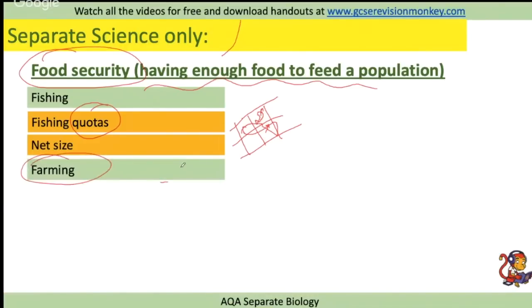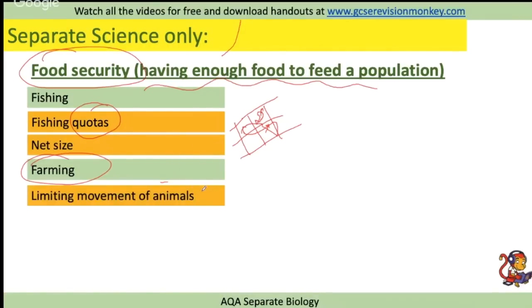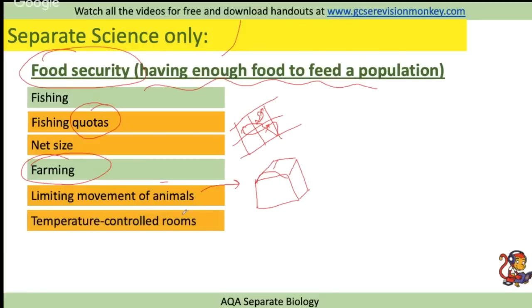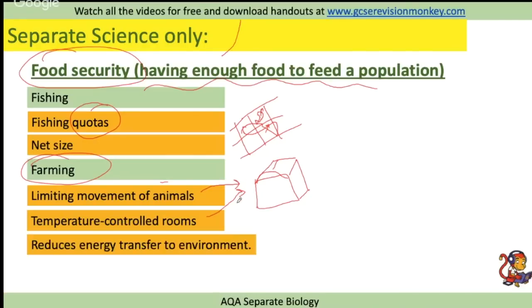Farming, whatever situation they're talking about, whether they're talking about chickens or pigs or any type of animal, you need to put down about the same ideas. You need to put down about restricting the movement of animals, so perhaps housing them in a small shed rather than letting them roam free naturally, and temperature controlling that room so they don't have to be wasting energy by shivering or vasodilation, vasoconstriction, whatever it is, to control their own body temperature. They can save energy that way, and therefore there'll be more energy to pass on up the food chain.